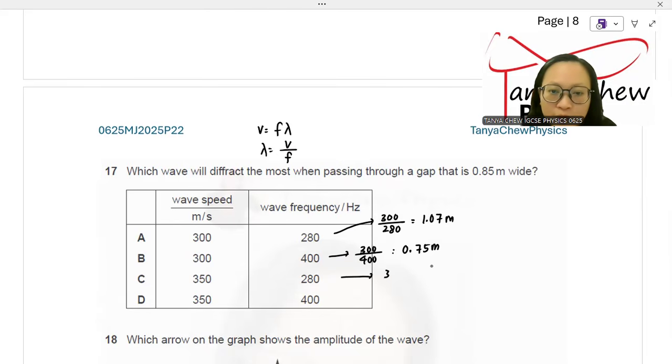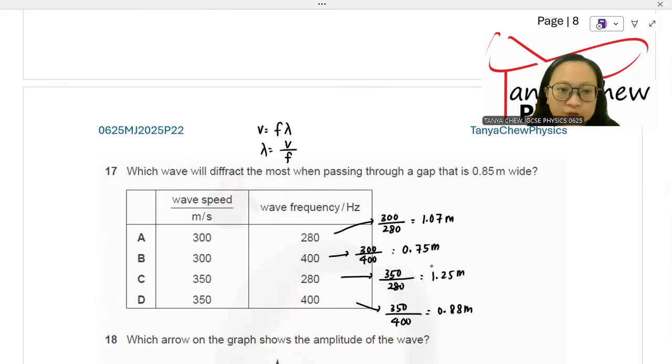And the next one, 350 wave speed divided by the frequency, 280, and I got 1.25 meter. And the last one, 350 divided by 400, and I got 0.88 meter. So the longest wavelength will give rise to the most diffraction. So C is the answer.